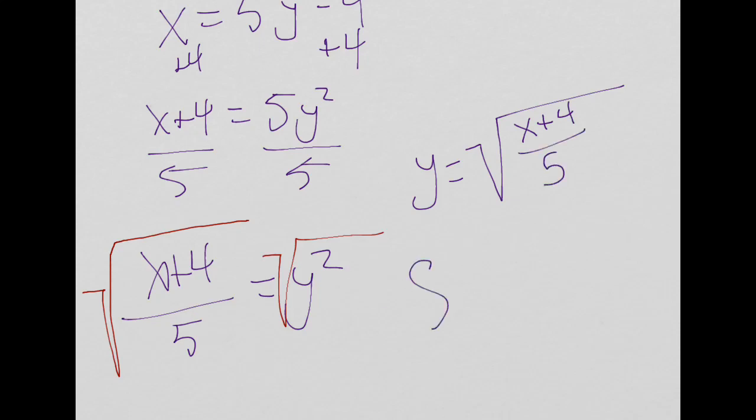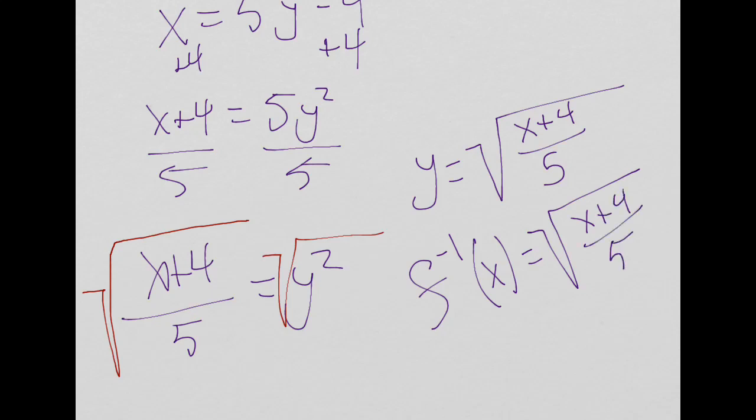And you can write that f inverse of x equals our function, the square root of x plus 4 divided by 5. And notice I put a box for you to put your answer in that already says f inverse of x. And that's it. We're done.